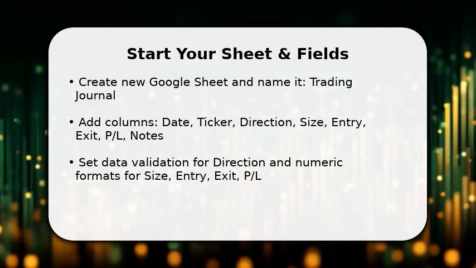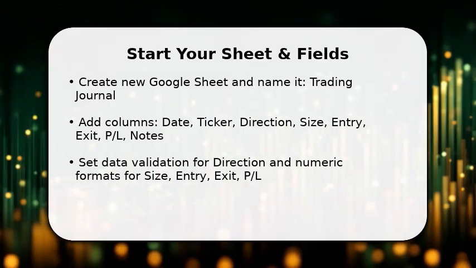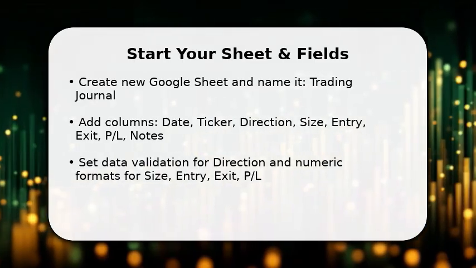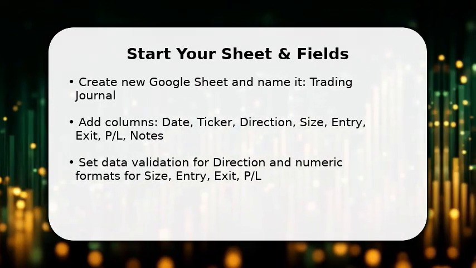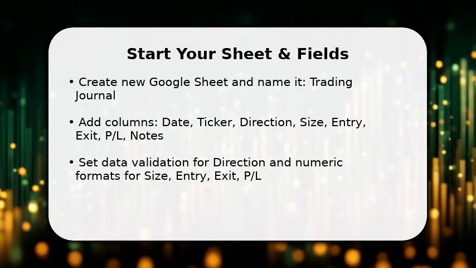Open Google Sheets and create a new file titled Trading Journal. You're starting with structure, not styling. Add columns for date, ticker, direction, size, entry, exit, P/L, and notes.